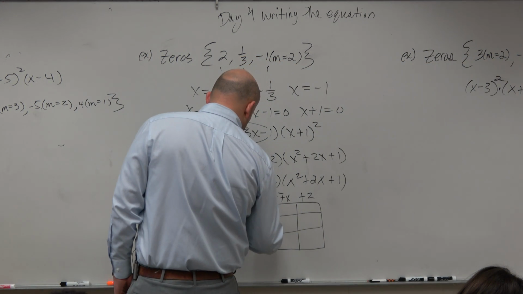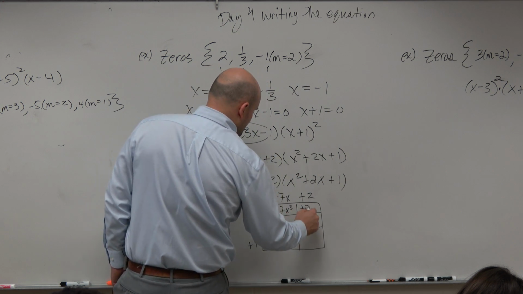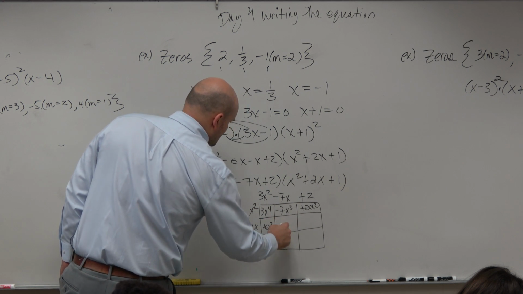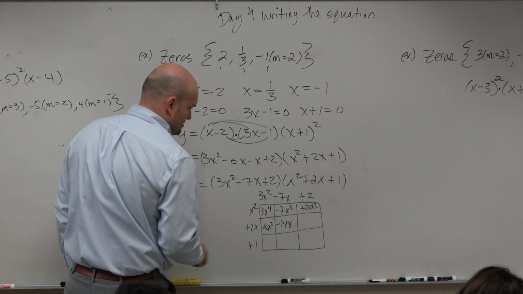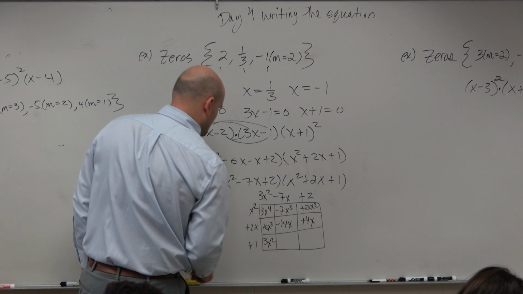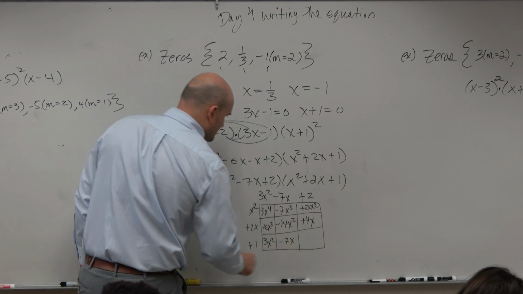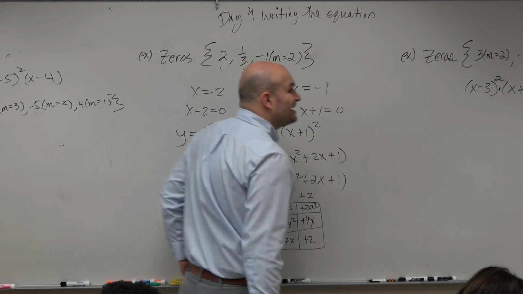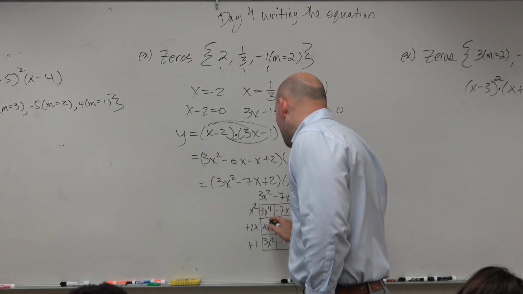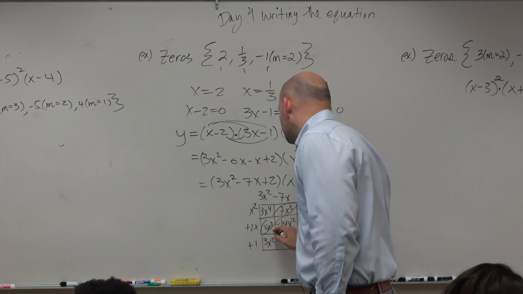So therefore, this becomes 3x to the 4th minus 7x cubed plus 2x squared plus 6x cubed minus 14x squared, it is 14x squared, thank you, plus 4x, minus 7x, and then plus 2. And the nice thing about the box method is as long as you have things in descending powers, you can combine your common terms.